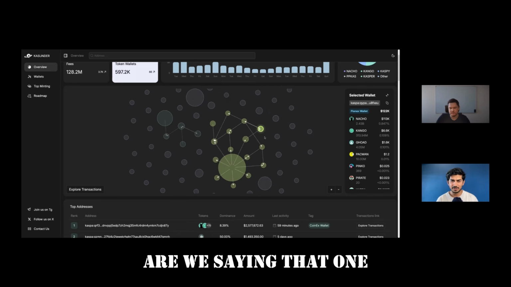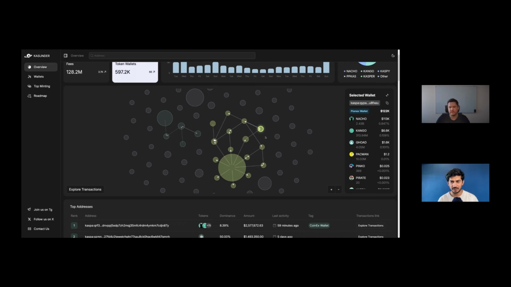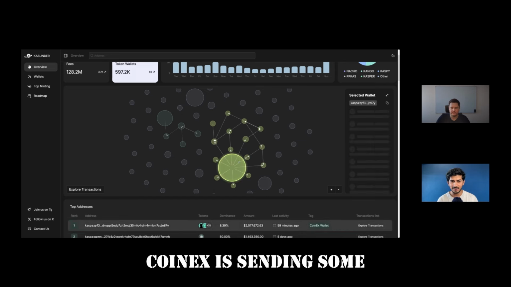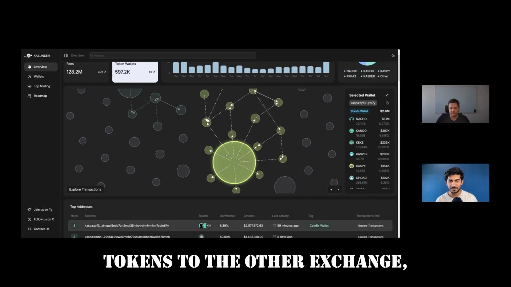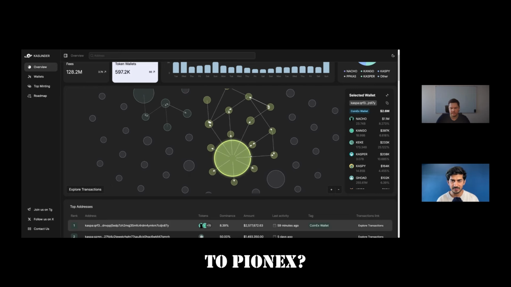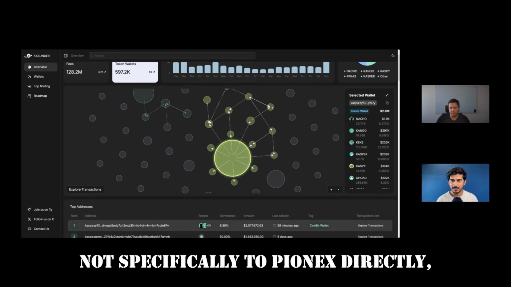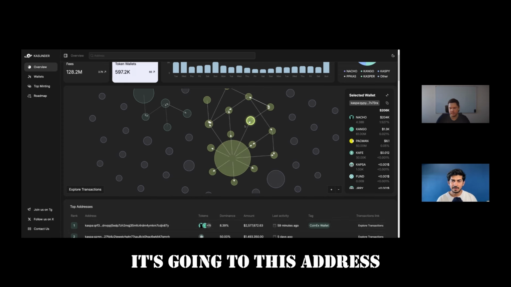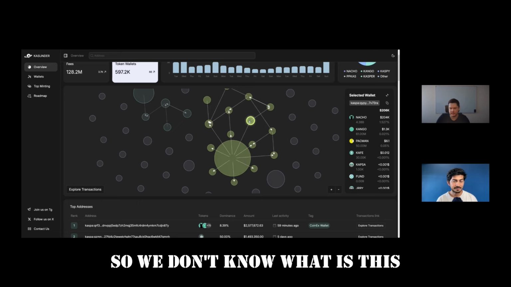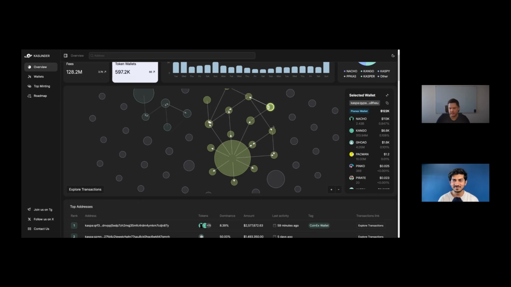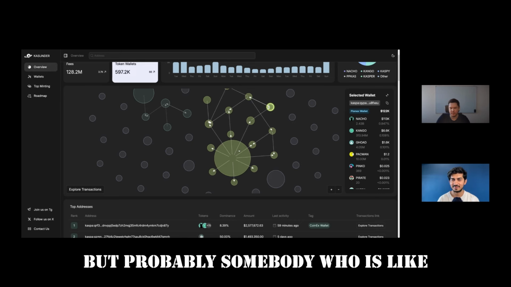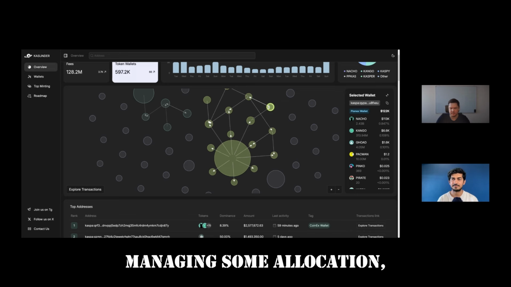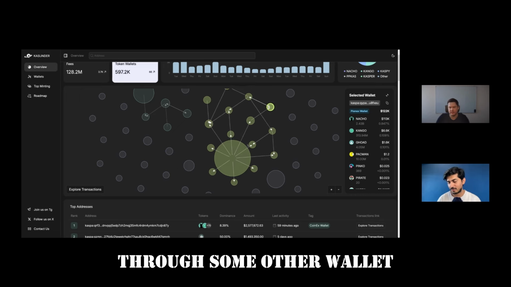So what does that mean? Are we saying that one exchange, in this case CoinX, is sending some tokens to the other exchange, to Pionex? Not specifically to Pionex directly, because now you can see that from this exchange, it's going to this address that doesn't have any tag, so we don't know what this is. And then through this address, it goes to Pionex. So it could be a common wallet that they both hold? I don't think so. It's a common wallet, but probably somebody who is managing some allocation, just sending funds between the exchanges, not directly, but through some other wallet.